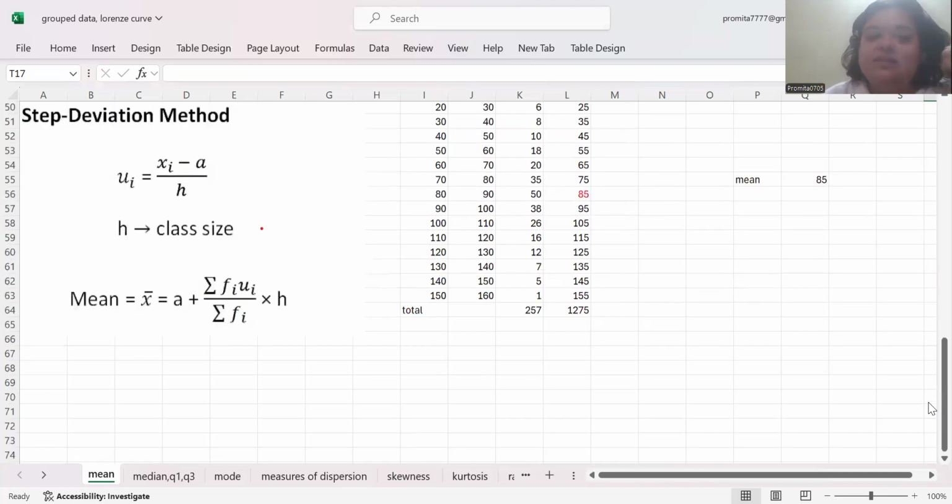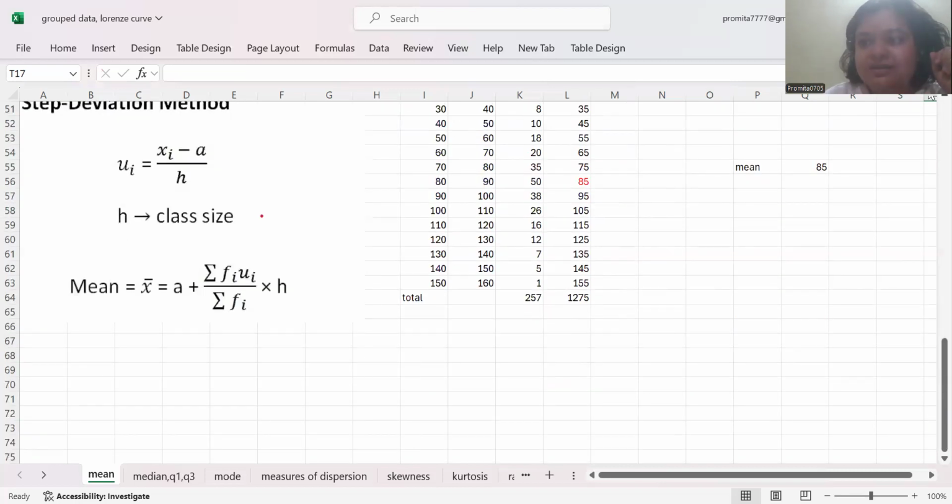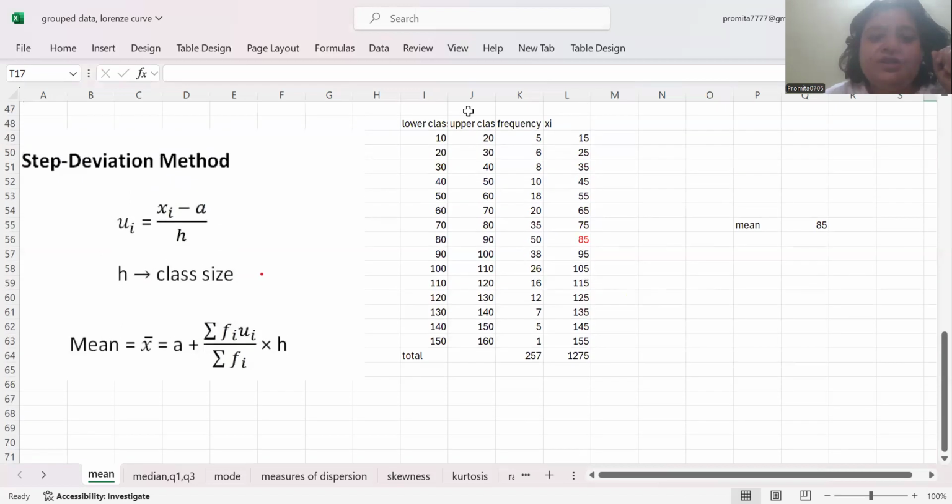Then we have a third method, which is the step deviation method. Here we calculate a value ui, which is the difference between each mid value and the middlemost mid value, which is 85 in our case, divided by class size, which is the difference between upper class boundary and lower class boundary. And then we use this formula to calculate the mean.